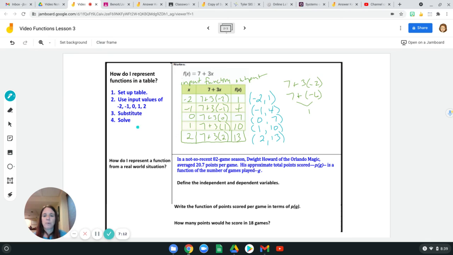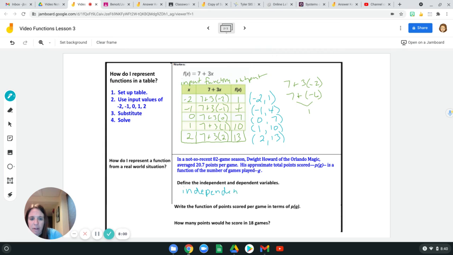How do I represent a function from a real world situation? Okay, this situation is a little bit older, but you'll get the idea of it anyway. In a not so recent 82 game season, Dwight Howard of the Orlando Magic averaged 20 and 7/10 points per game. His approximate total points scored, which we're going to call P of G, is a function of the number of games played. So G represents the games played and P represents the points. Define the independent and dependent variables. Okay, we kind of already did that there, but I said it verbally, but now we'll write it out.